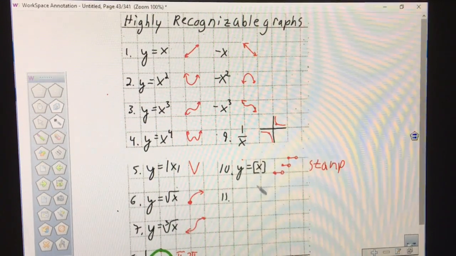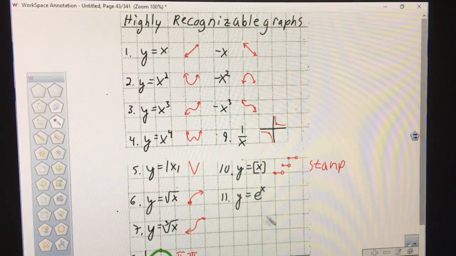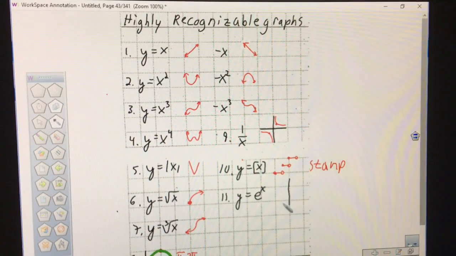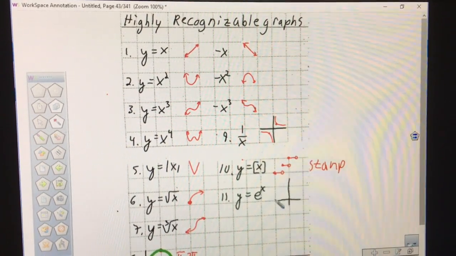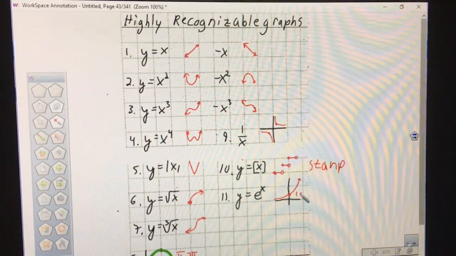Number 11. Y equals e to the x. And no, I'm not going to run to the window today. XY axis, e to the x represents a growth function. And it grows. There's an important point there, and that important point is 0, 1.